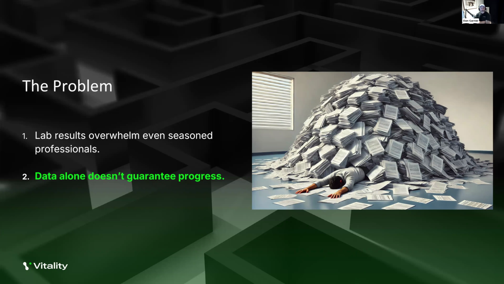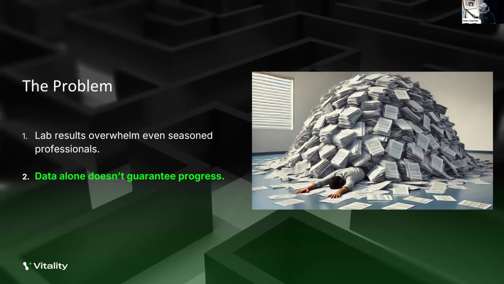There's a lot of Me Too's out there that say, we know this, we know the optimal range of that, we've got this database for this. And what's happening is this massive realization from everybody, the professionals, but also the clients and customers as well, that data alone does not guarantee progress. Only good data and actionable data guarantees progress.